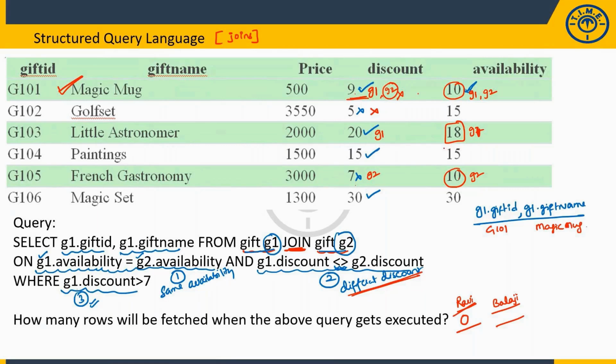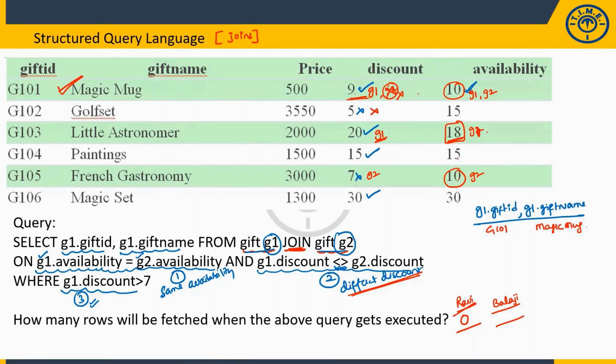And because availability should be same, but discounts are different, it should not be compared with the same record. It should be compared with some different records. So G1, this discount is to be compared with other. Like first condition, availability should be same. Same 18 availability, is it there for any other things? Any other thing? 18 is available, it is 10, 15, 15, 10, 30.